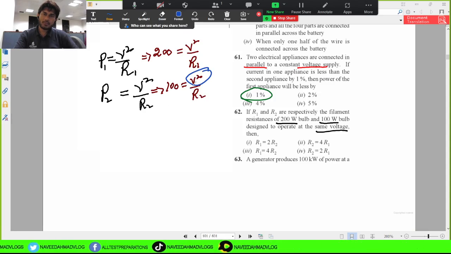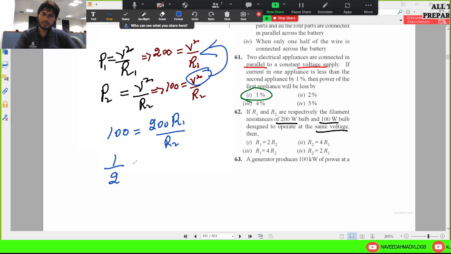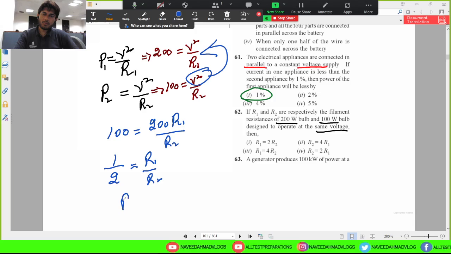Substitute this in this equation. So you will get 100 equal to 200 times 1 divided by R2. Here we will get R1 divided by R2 equal to 1 divided by 2. Or you can say that R2 will be equal to 2R1.